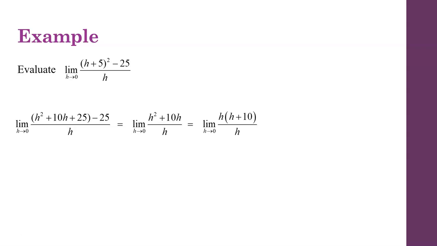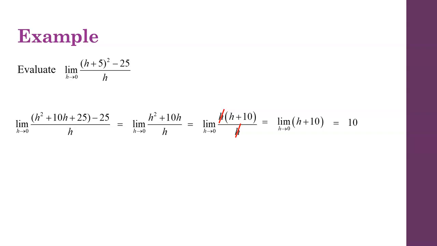So if h was actually 0, I wouldn't be allowed to cancel them. But since we're getting close to 0 but not reaching 0 itself, I can go ahead and cancel the two h's and be left with just the limit as h goes to 0 of h plus 10, which is again a polynomial, and our direct substitution property allows me to just plug in 0 in here and just get 10.